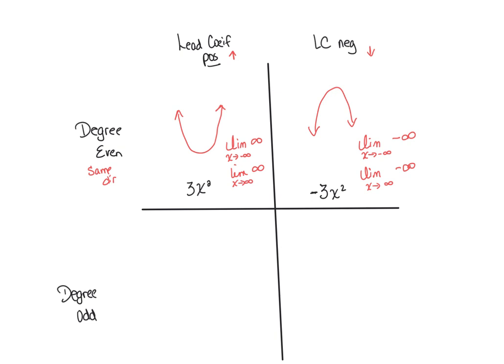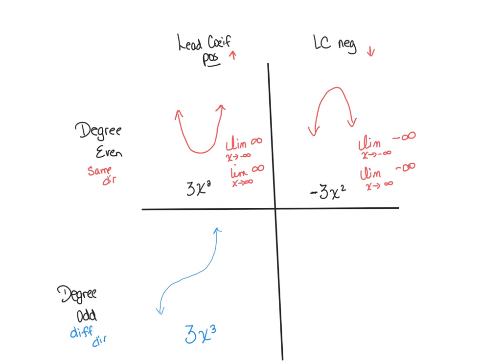Now, what happens if your degree is odd? If your degree is odd, the ends go different directions. And once again, we're going to look at that leading coefficient. Let's say we have 3x cubed now. In this situation, 3x cubed means that my ends are going to be going different directions. But just like with the even degree, a positive coefficient is still going to be going up. If you were to draw a graph that continuously goes up, it looks like this.